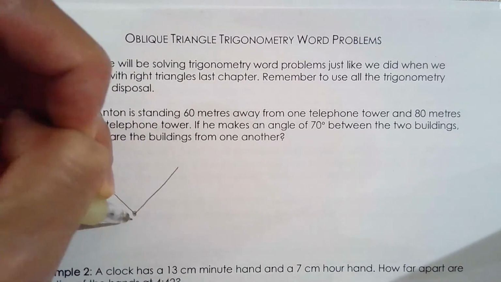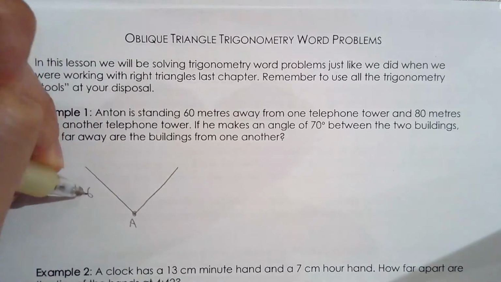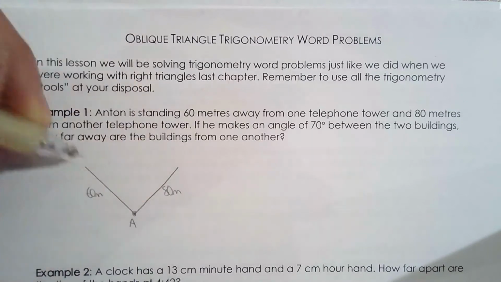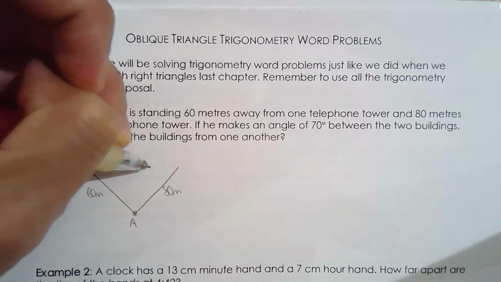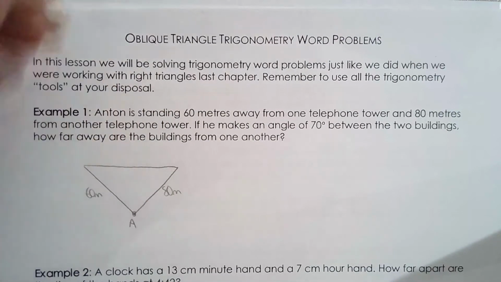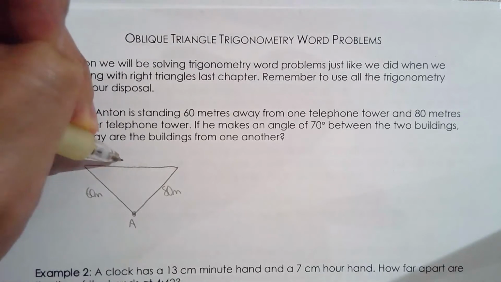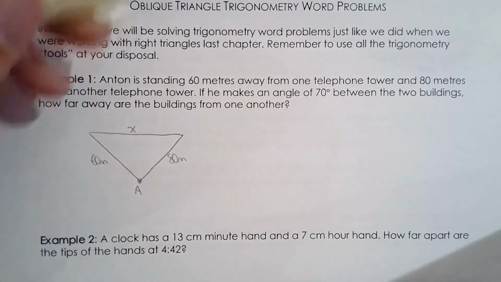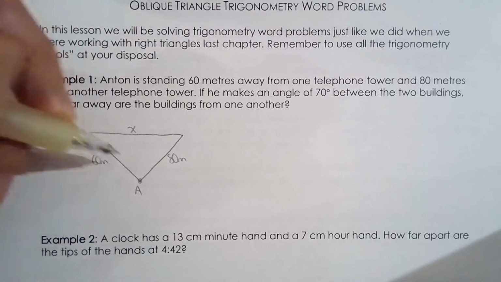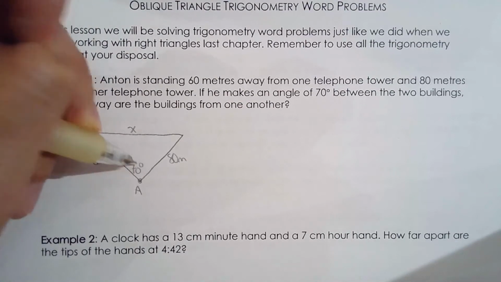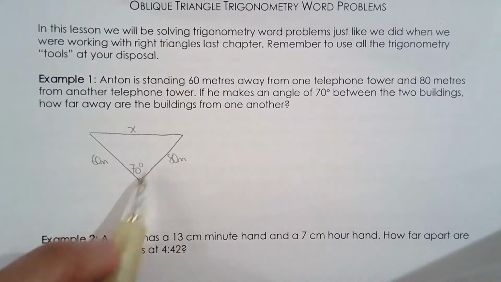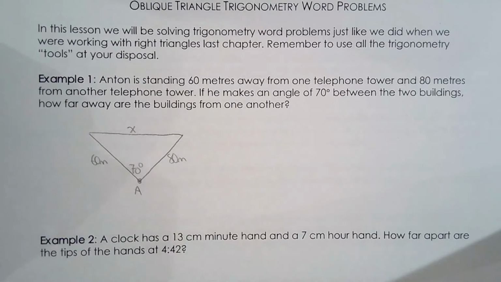So Anton is here, he's 60 meters away from one building, he's 80 meters away from another building, and that is the distance between the two buildings. Let's say that's x. I forgot that they also told me that the angle between the two buildings is 70 degrees. So he makes an angle of 70 degrees between the two buildings, just like that. So that was the hard part.